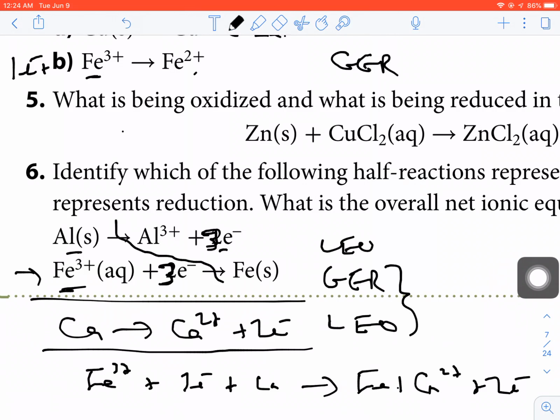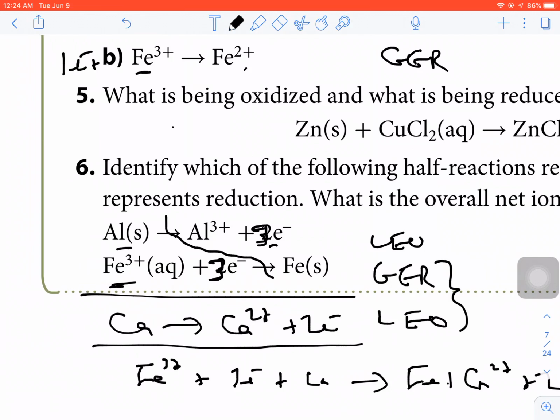That tells me that I've got to balance this equation. So I've got to find a way to make it work. If I double the top reaction, if I double this one, oops, slide this over. Then I end up with 2 Fe3 pluses plus 6 electrons makes 2 Fe's. And if I triple this one, I get 3 calcium makes 3 calcium 2 pluses plus 6 electrons. And now my 6 electrons here will cancel with the 6 electrons here.